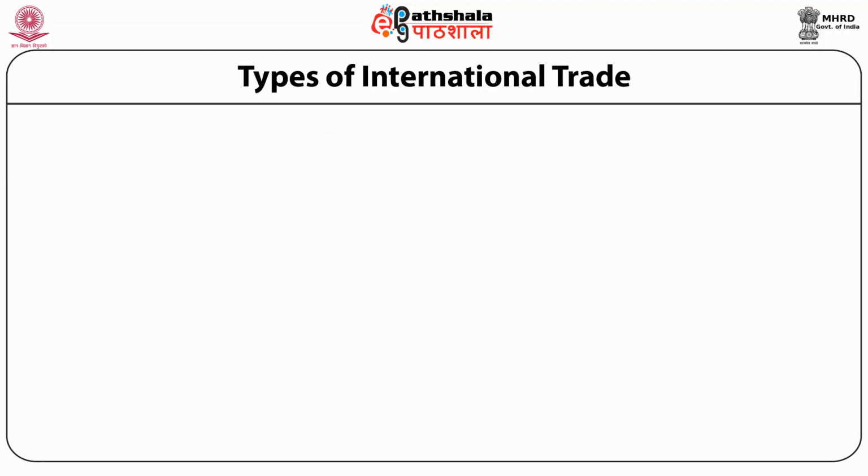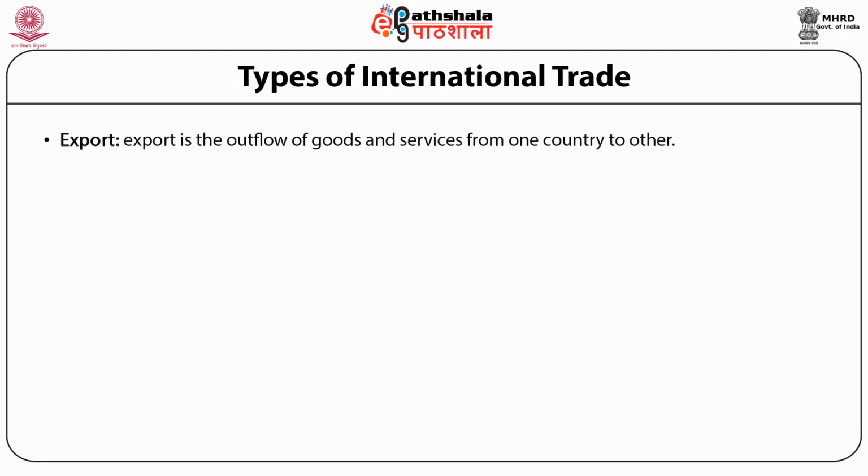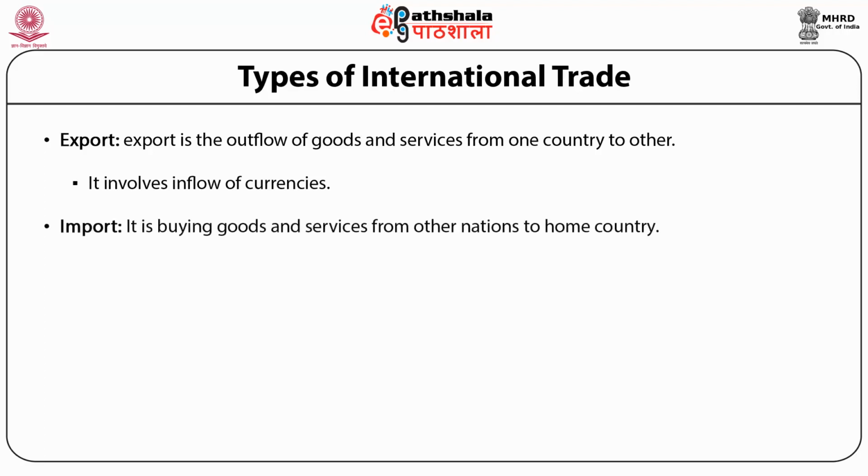Now let us discuss the three types of international trade. One is export. Export is the outflow of goods and services from one country to another. It involves the inflow of currencies. Second is import. It is buying goods and services from other nations into the home country. It involves inflow of goods and services and outflow of currencies.